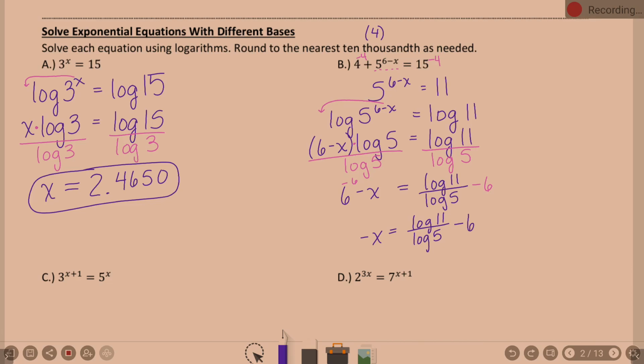What else do I have to do to get x by itself? Get rid of the negative. How do you guys want to get rid of the negative? Okay. Divide by negative 1. Is that an option? It is. Do we have x by itself now? We do. So what do we do to finish this off? Log 11 divided by log 5 minus 6.